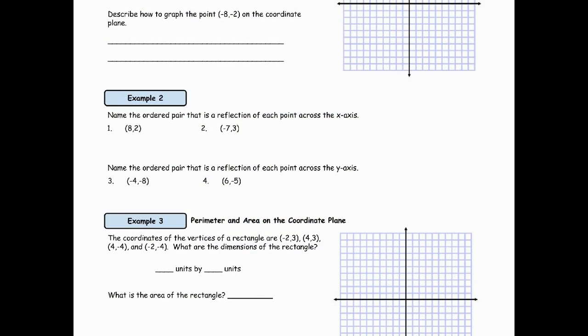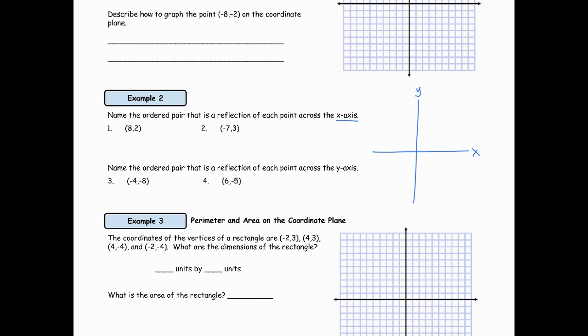Example number 2 says, name the ordered pair that is a reflection of each point across the x-axis. Now, earlier in the year, you discovered the relationship between a point and its reflection across the x-axis. However, it's always good to visualize it too. Right? So what we can do is we can first start by drawing a coordinate plane. Doesn't have to be perfect. Of course, the intersection of the x-axis and the y-axis, that's called our origin.